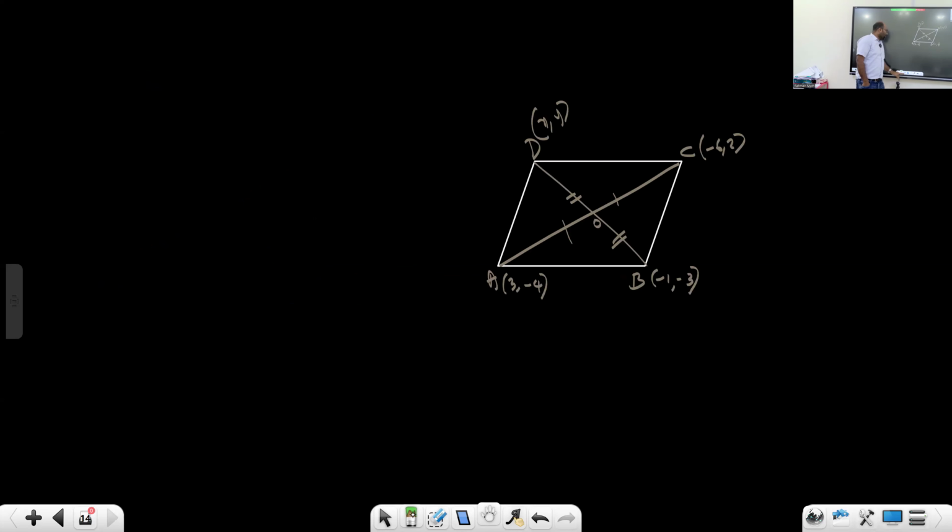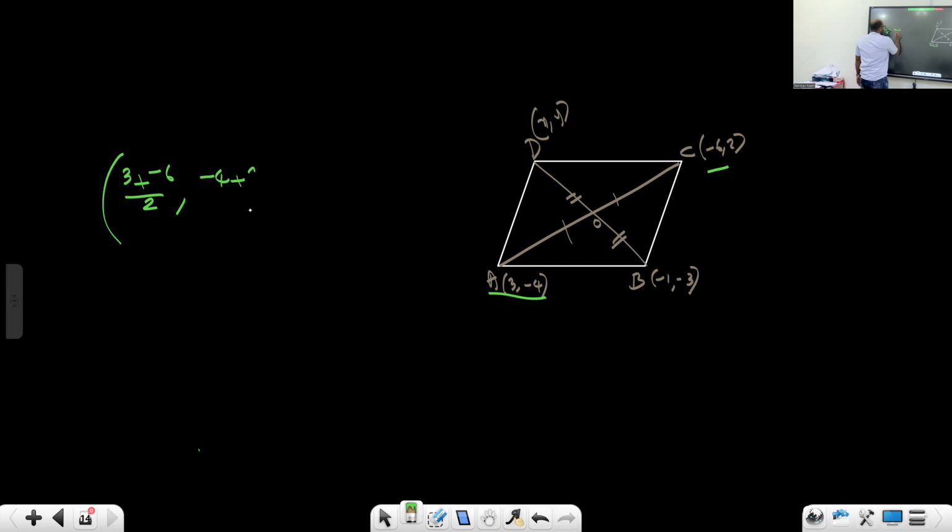Midpoint of AC equal to midpoint of BD. Tell me midpoint of AC. What plus what by 2? 3 plus minus 6 by 2, comma, minus 4 plus 2 by 2. This is the midpoint of AC. Already you wrote midpoint of AC same as midpoint of BD.